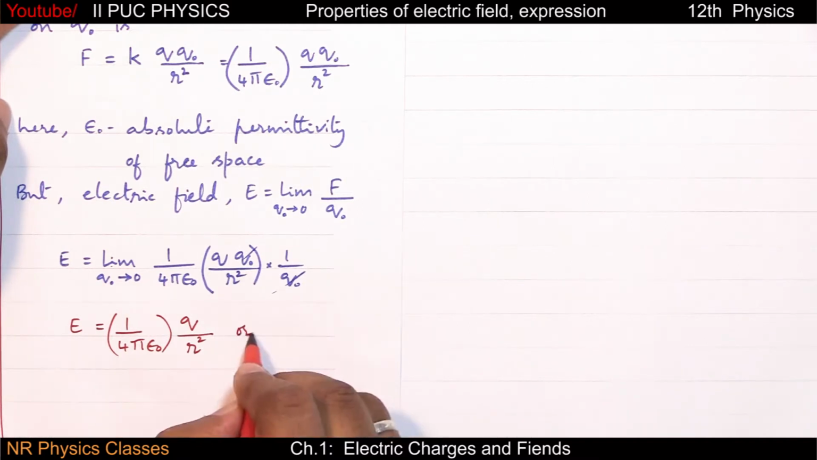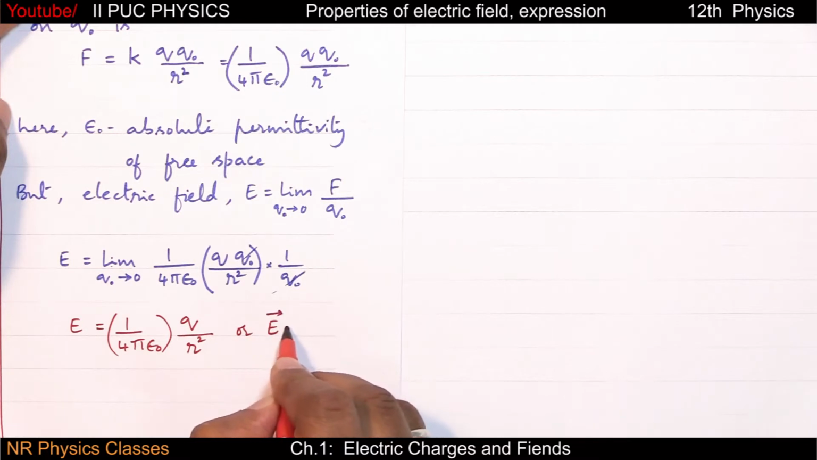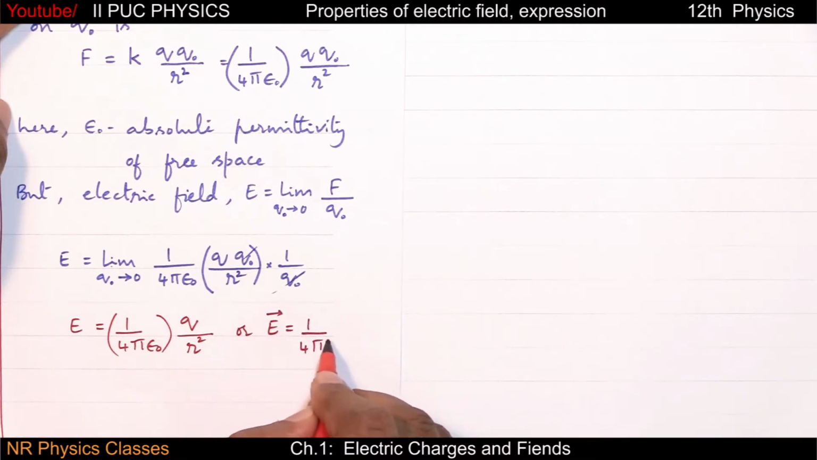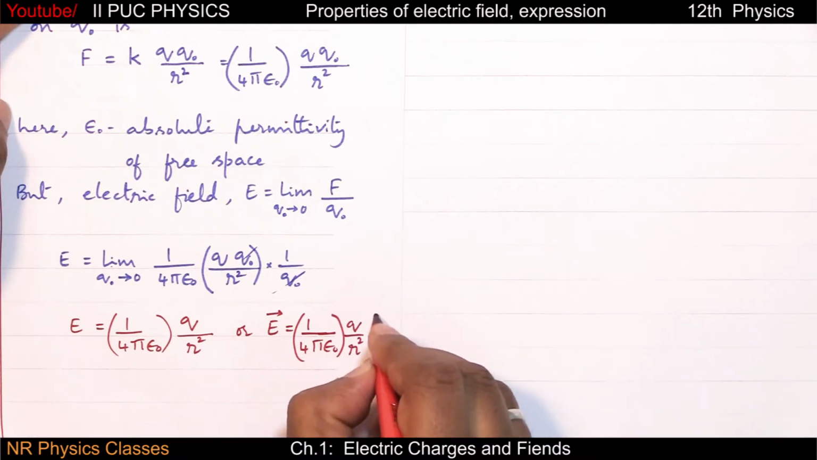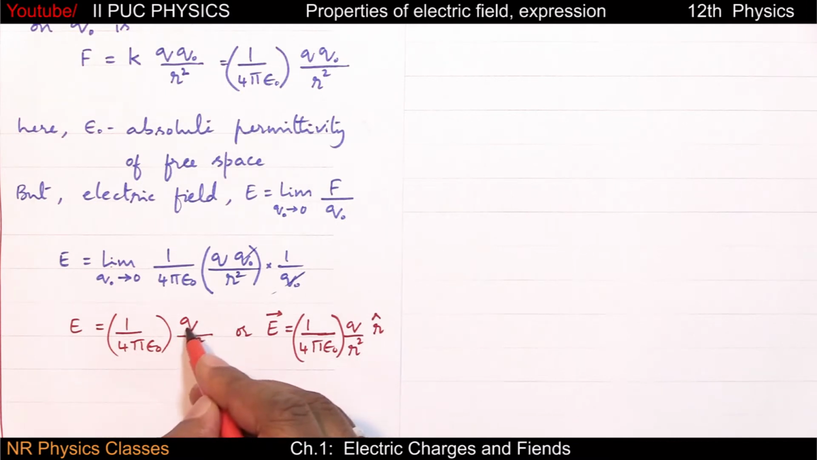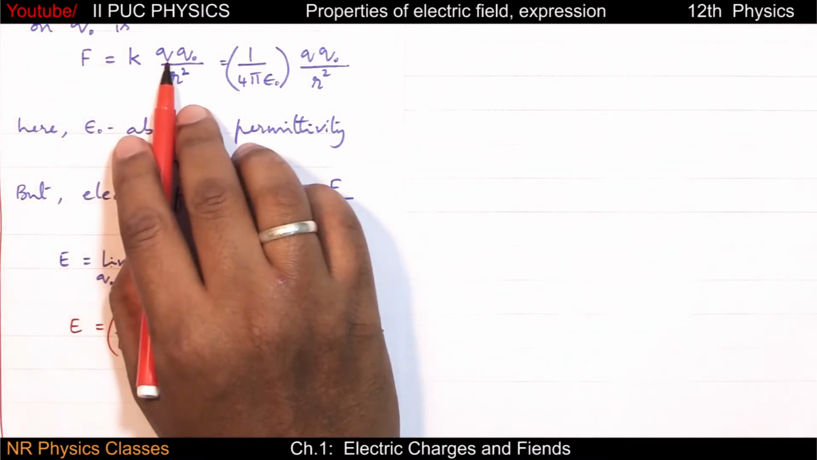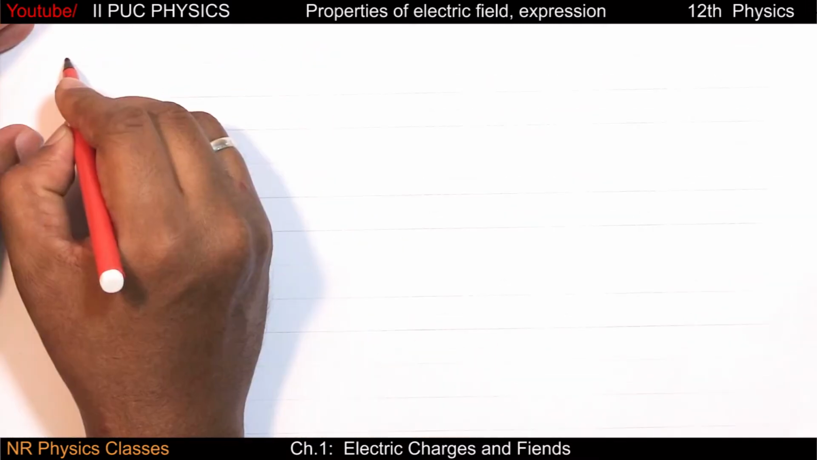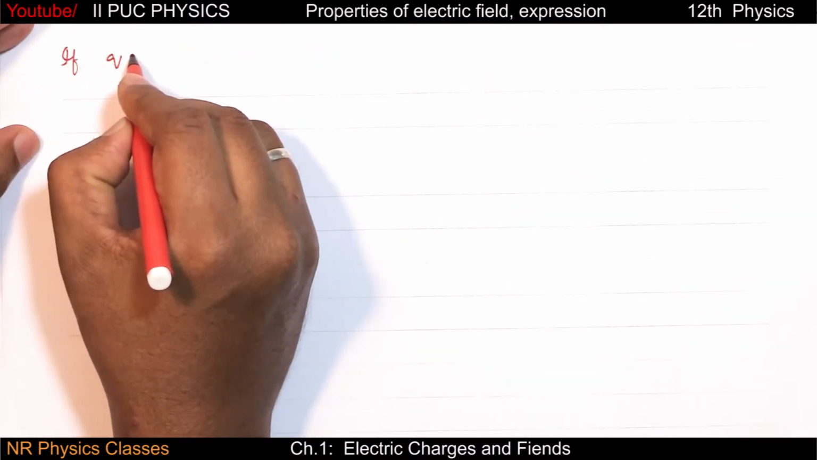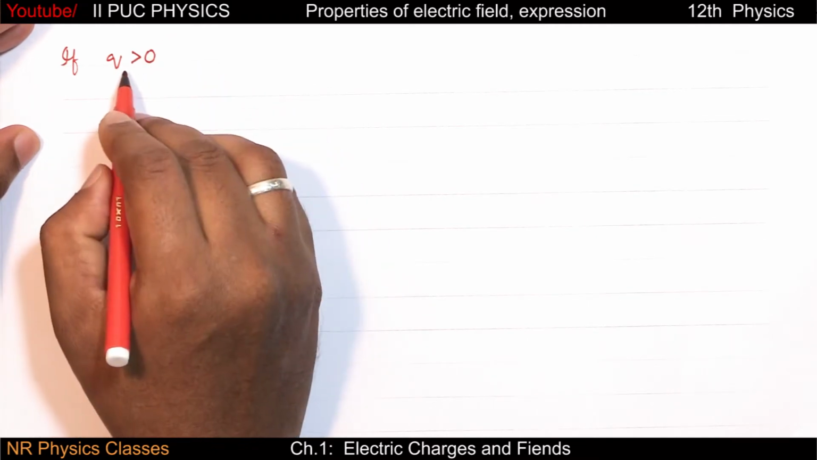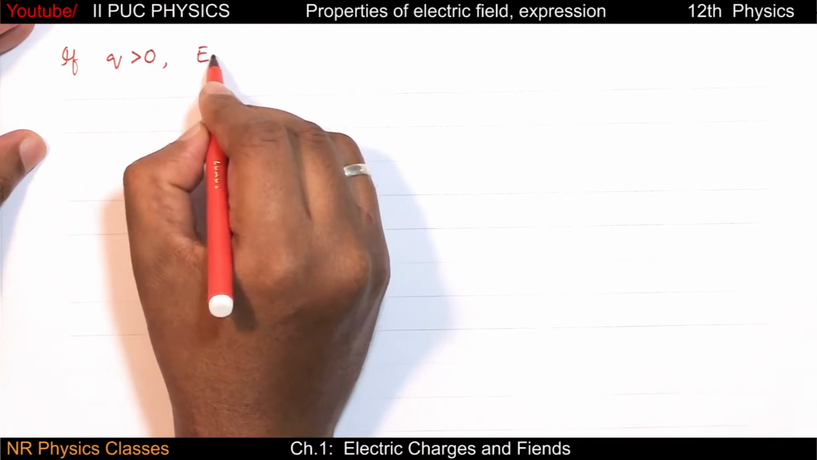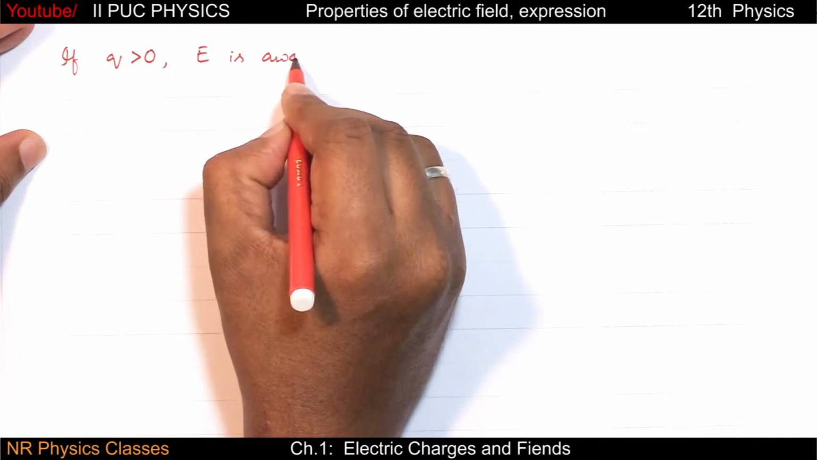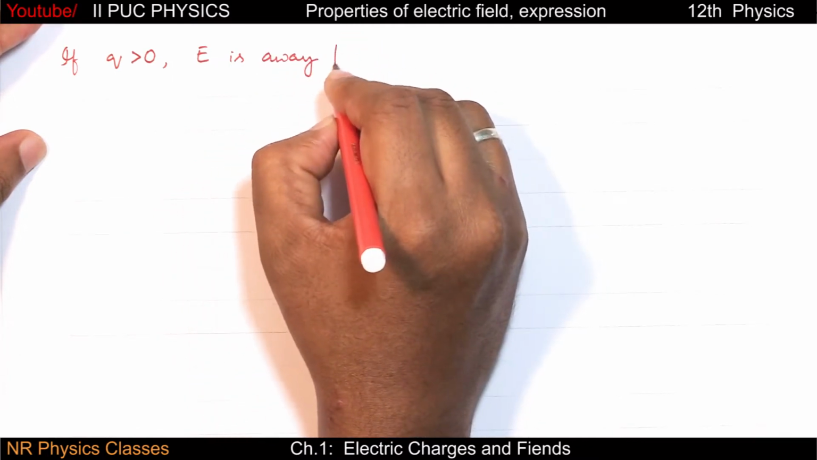In vector form, electric field equals 1 by 4 pi epsilon naught Q by R square into R cap. Constant Q by R square. Force is constant Q1 Q2 by R square. If Q is greater than 0, means for a positive charge, electric field is away from Q.